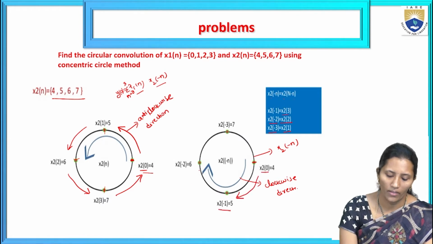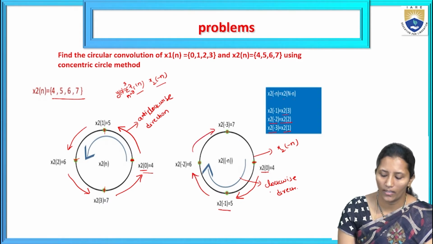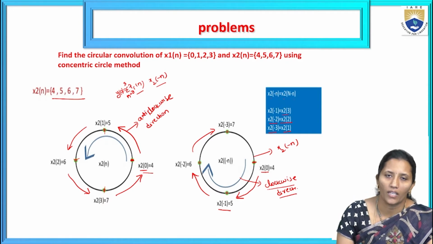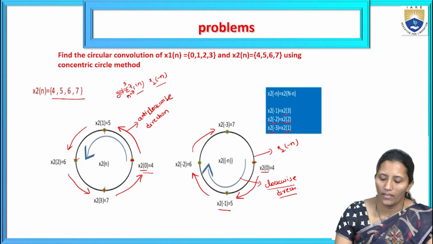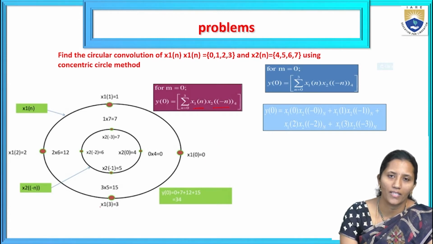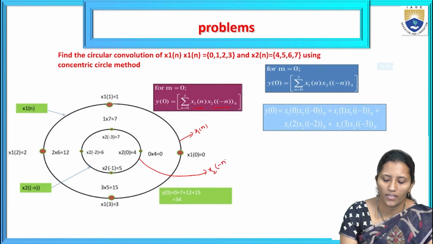x2 of 1 value is 5, then 6 and 7. So here we are taking the values in the clockwise direction, with the same index starting point. To find the y of 0 value, we are multiplying x1 of n with x2 of minus n. That's why we take two concentric circles, an inner circle and an outer circle, and make equidistant points. The outermost circle is for x1 of n. The innermost circle is for x2 of minus n.